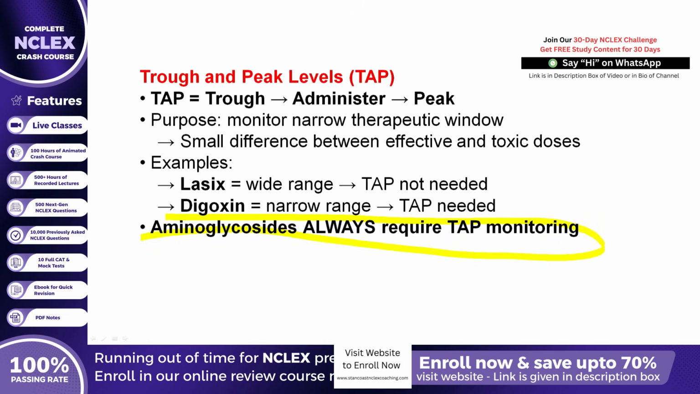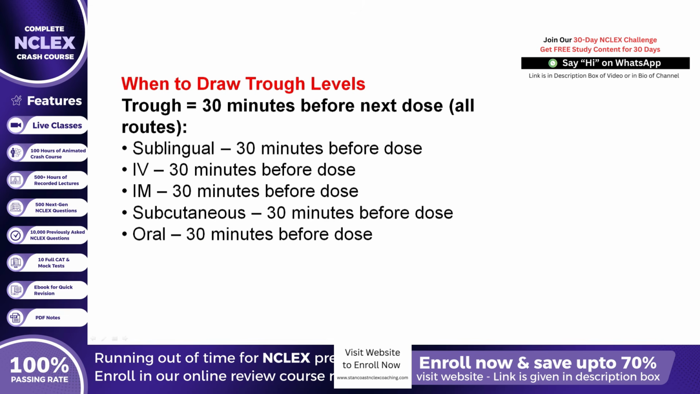Next, let us talk about when to draw trough levels. And this timing is consistent across all routes. The trough is drawn 30 minutes before the next dose, no matter the route. For sublingual medications, draw it 30 minutes before the dose. For intravenous drugs, again, draw it 30 minutes before the dose. For intramuscular medications, the timing is still 30 minutes before the dose. For subcutaneous medications, the timing remains 30 minutes before the dose. And even for oral medications, you will draw it 30 minutes before the dose.